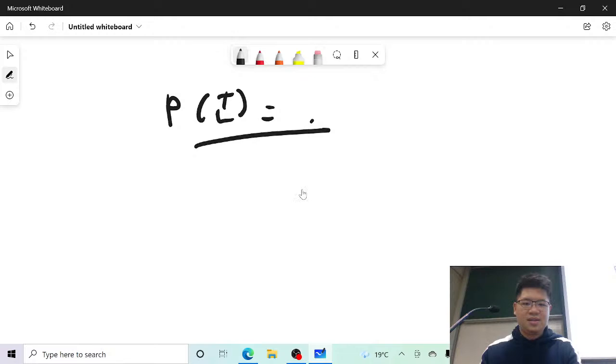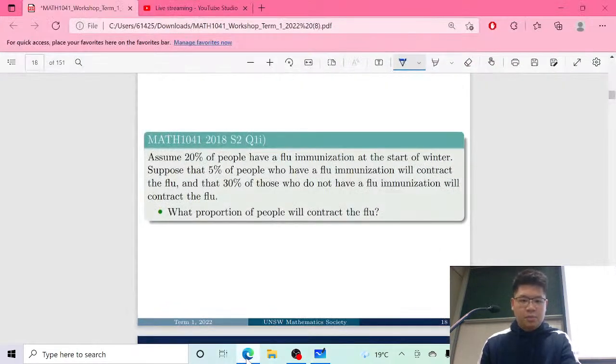Bear with me, guys. Okay. So the probability that you'll be immunized is 0.2. Then, suppose that 5% of people who have a flu immunization will contract the flu. This means that the probability that you would get flu, given that you're immunized, is only 0.05.